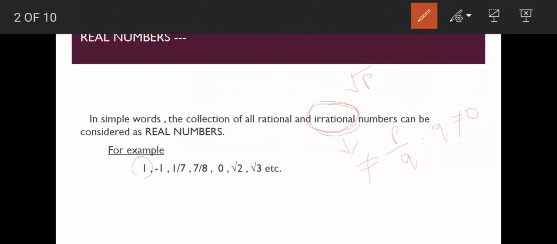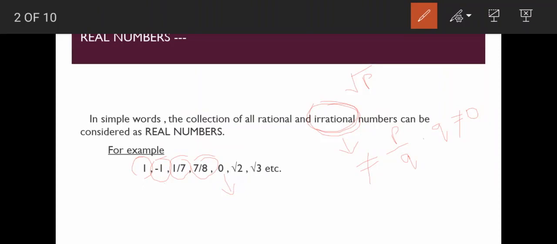1, it is already an integer, a positive integer. Then -1, this is a negative integer. Both these can be expressed in the form p by q with q not equal to 0. Similarly, 1 by 7 is a fraction which can further be expressed in the form p by q. Similarly, 7 by 8, it is again a rational number as it can be expressed in the form p by q. What conclusion do we draw for 0?